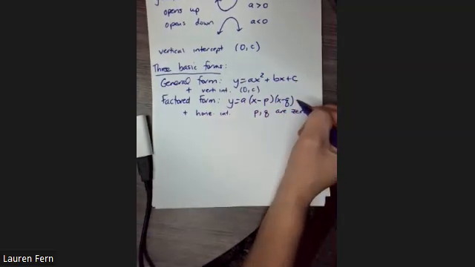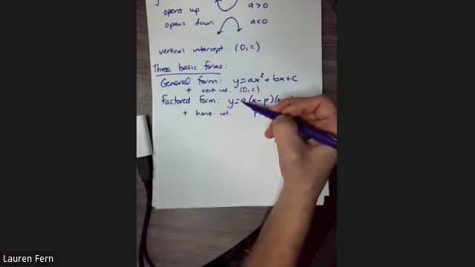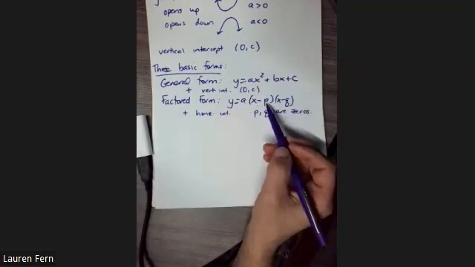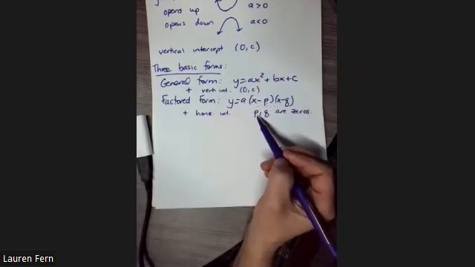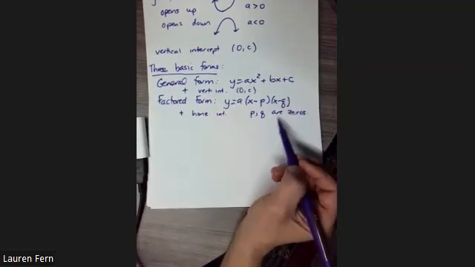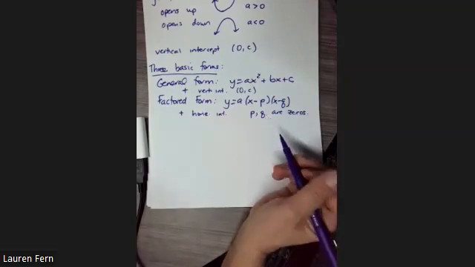Well, I claim that's going to tell me that P and Q are my zeros. Again, why? If I set this equal to 0, the A is just a constant. It's not going to have any effect. And what makes x minus P equal to 0 is if x is equal to P, and what makes x minus Q equal to 0 is if x is equal to Q.